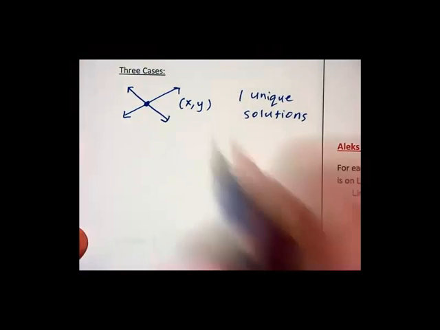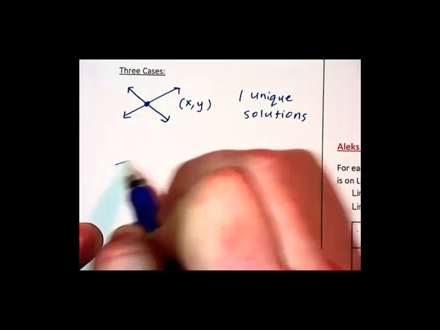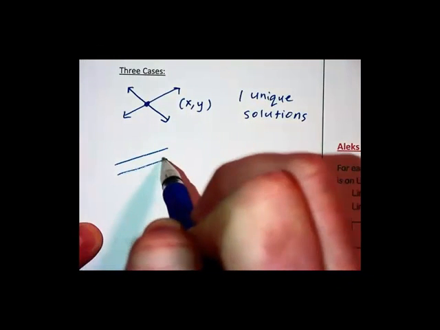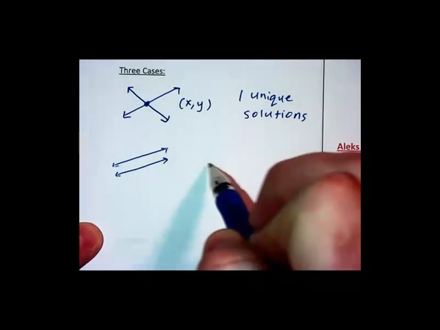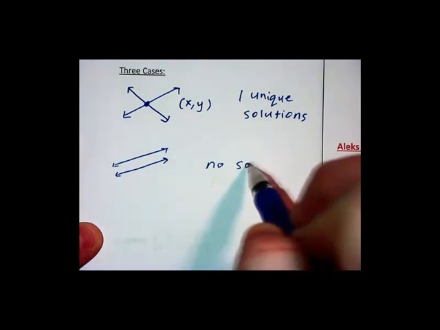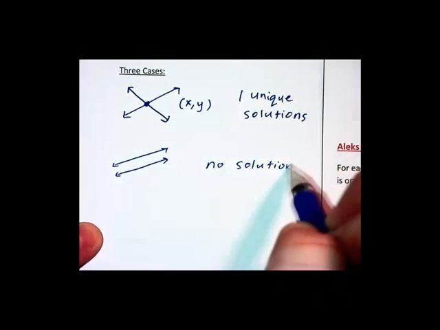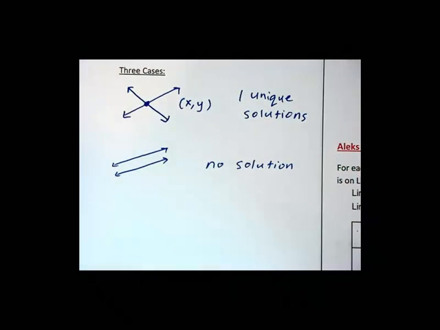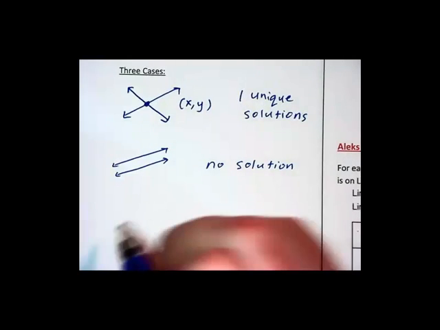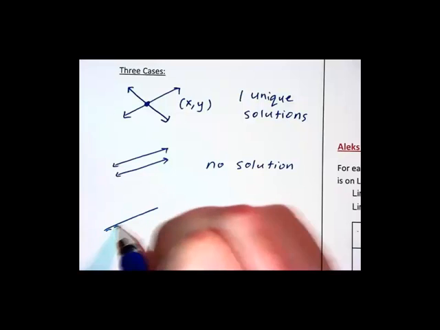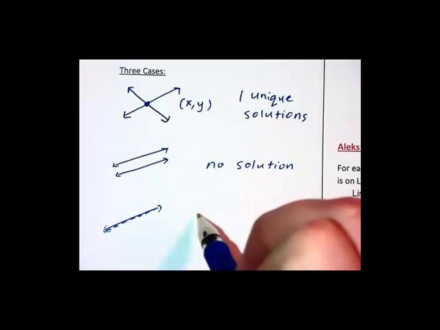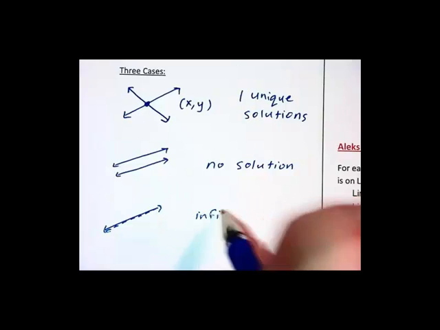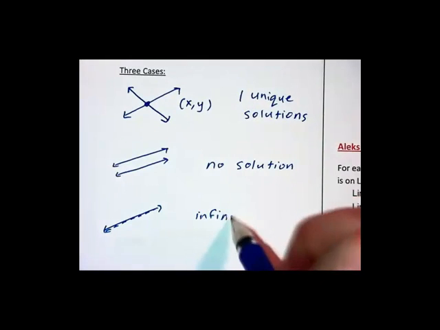A second case we're going to be dealing with is where you have two lines that are parallel to each other. And when the two lines are parallel, there is no solution to the system because there is no point in common to both lines. The third case is where the two lines are basically the same line lying on top of each other, and in this case we say there are infinitely many solutions.